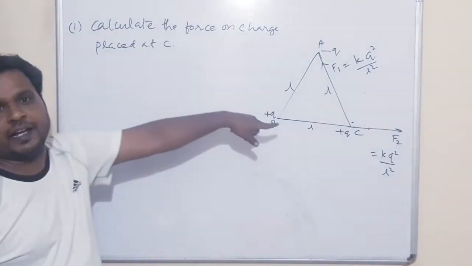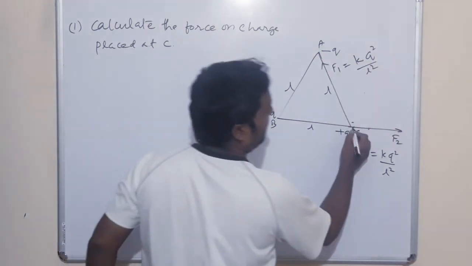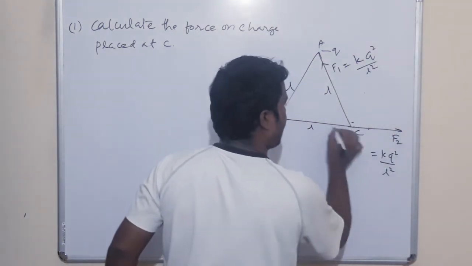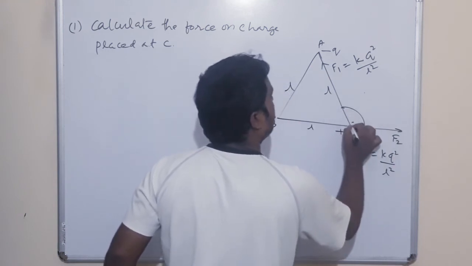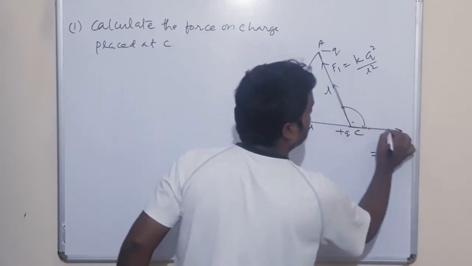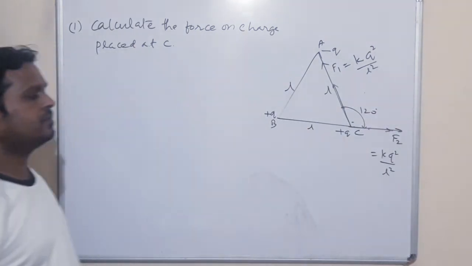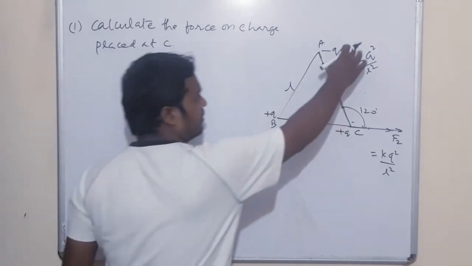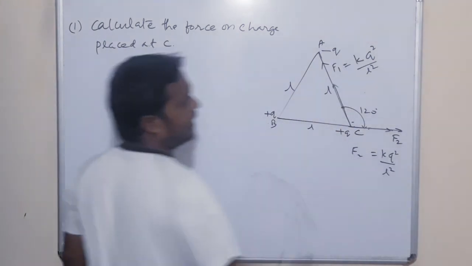Then carefully observe the angle. One force is like this, another force is like this. This inside angle is 60, but the angle between these two forces will be 120. Then I say, forces are equal in magnitudes and the angle is 120.